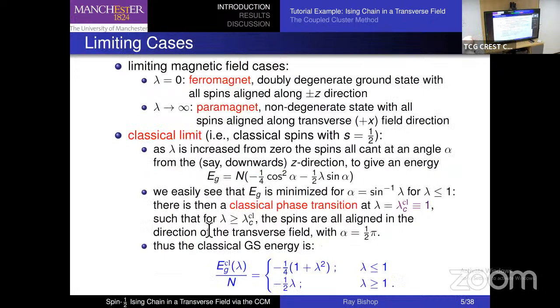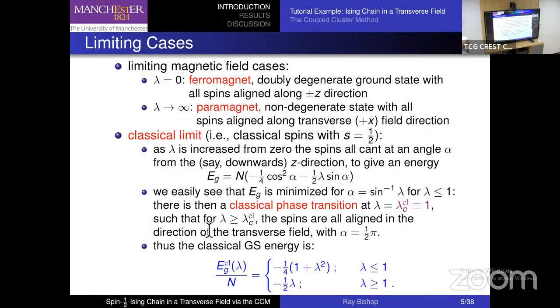So when lambda is zero, we've got a pure ferromagnet. It's a doubly degenerate ground state: all the spins are aligned along the plus Z or the minus Z direction. When lambda goes to infinity, all of the spins are aligned along the field direction, and it's a non-degenerate state. Call this a paramagnet. This is the common terminology. Paramagnet in this sense just means that all of the order that was present in the ferromagnet has disappeared.